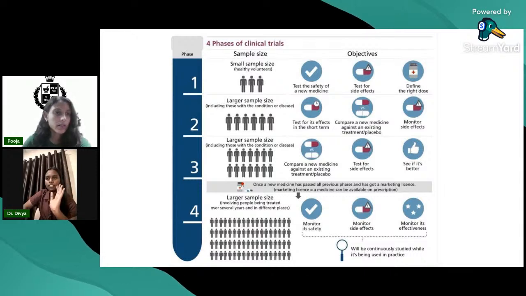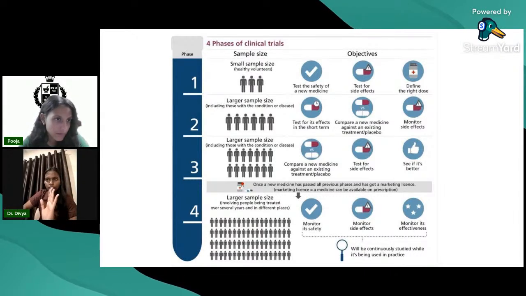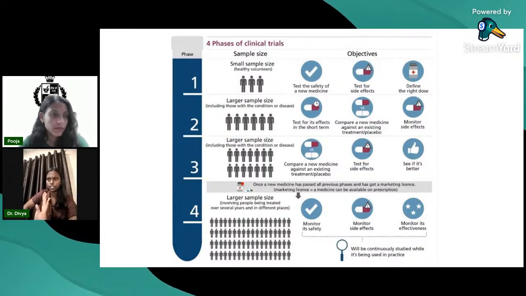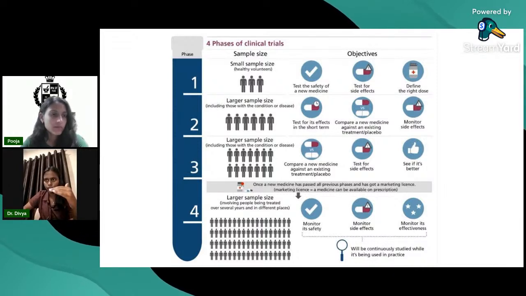Once the toxicity levels are satisfactory, then you will go for the first phase. So the first phase is the healthy volunteer phase. In this phase, you will test the product on healthy volunteers, and the numbers will be less than 100. And the main aim of that phase is to test the safety, to check the side effects, and to define a dose, the right dose. What should be the right dose?